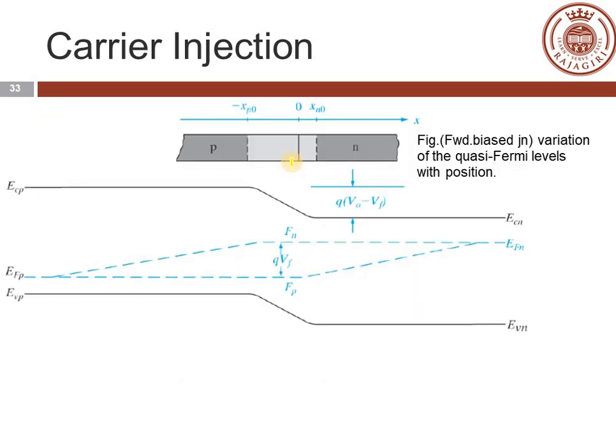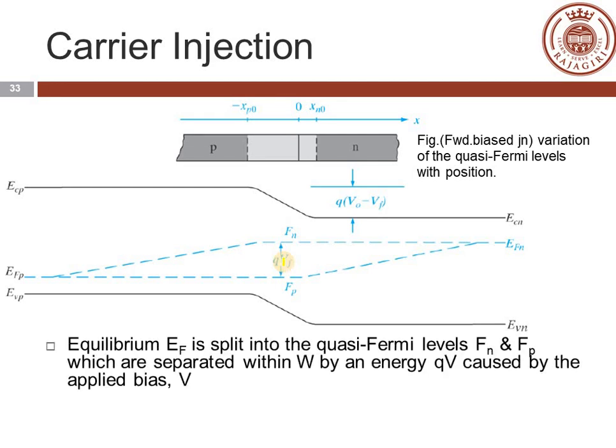So here is a forward bias junction with the variation of the quasi Fermi levels given. At equilibrium we had only one Fermi level, but when you apply a forward bias, instead of one equilibrium Fermi level, you will have split quasi Fermi levels Fn and Fp, and that difference will be Q into Vf. So the equilibrium EF is split into quasi Fermi levels Fn and Fp, separated within the transition region W by an energy QV caused by the applied bias V. If the applied bias is Vf, the difference will be Q into Vf.